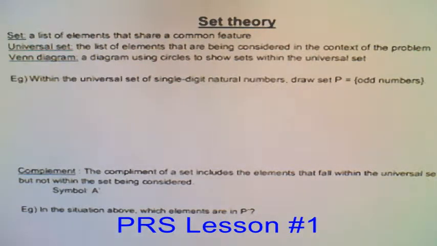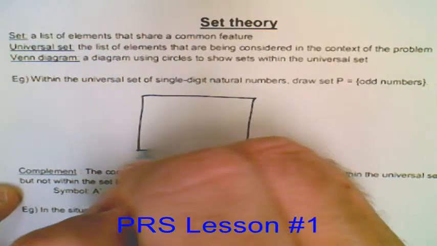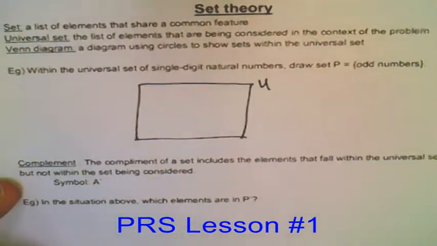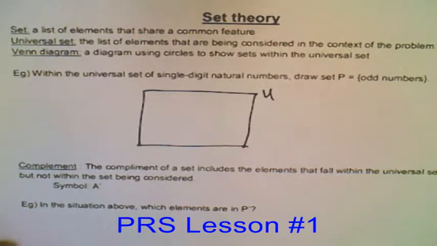Now, we have the universal set. We'll label it U, and you'll see that in a minute. The Venn diagram is just using circles. You've done Venn diagrams before. If I look at this example here, within the universal set of single-digit natural numbers, those are the numbers 1, 2, 3, 4, 5, 6, 7, 8, and 9. Not zeros, no decimals, no negatives, no anything. Draw set P. Well, within the universal set, we use a box usually when we're doing a Venn diagram. We label it U. And we're trying to say, that is our universal set of single-digit numbers.